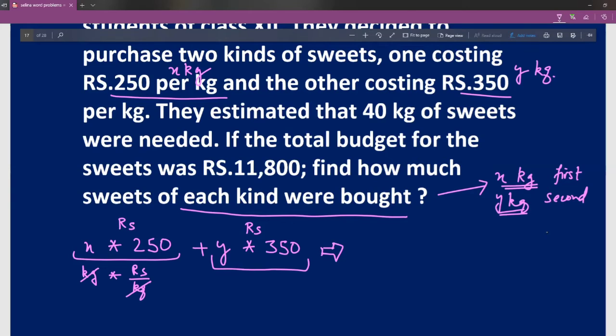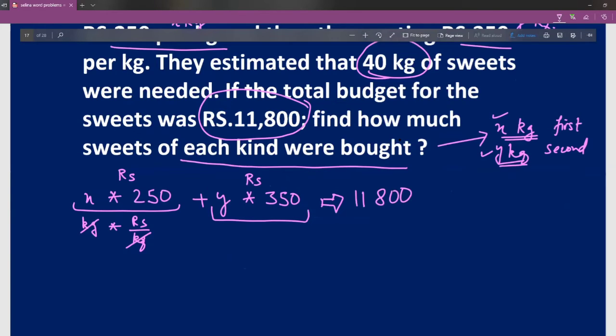This will be the total expense. If the total budget for the sweets was 11,800, then this should be equal to 11,800 because this is the total budget. Their estimation is that 40 kg of sweets was needed. So if I have bought X of this and Y of this, the other equation that I have is X plus Y is equal to 40. So this is my equation 1.